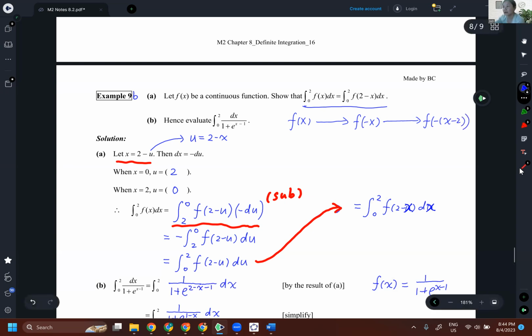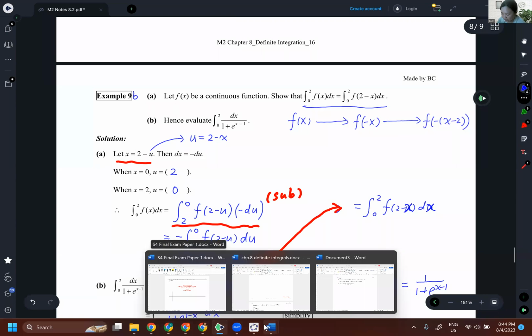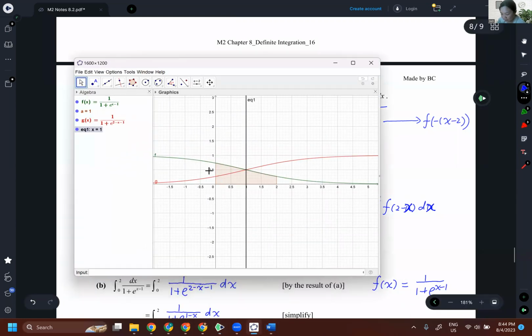This one is reflected and translated to get f of 2 minus x. So I can also show you the reflected one. This one, the green one, can be reflected, h of x equal f of negative x, this one. So the green one is reflected and then translated to the red one. You see? That's reflected and translated.